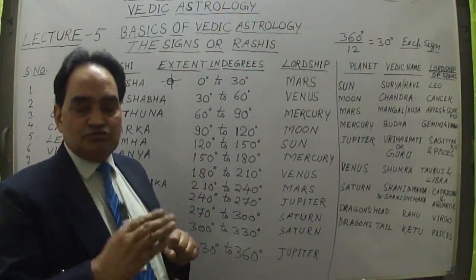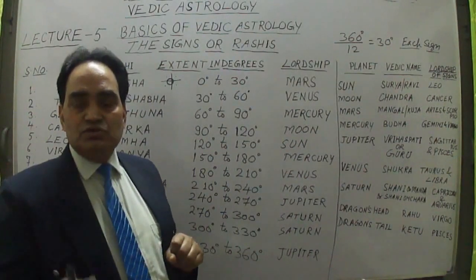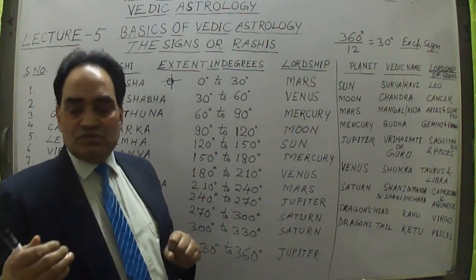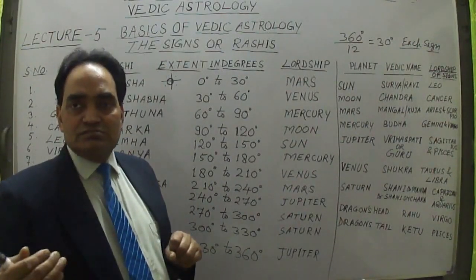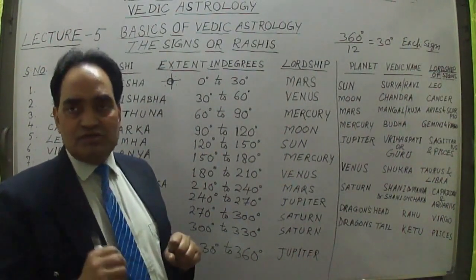All right. And now signs start from Aries, Taurus, Gemini, Cancer, Leo, right? Virgo, Libra, Scorpio, then Sagittarius, Capricorn, Aquarius and Pisces. These are the 12 signs in English.